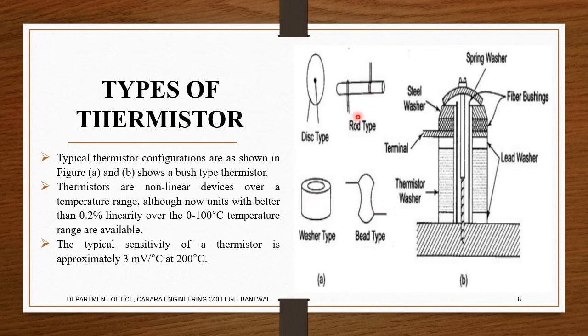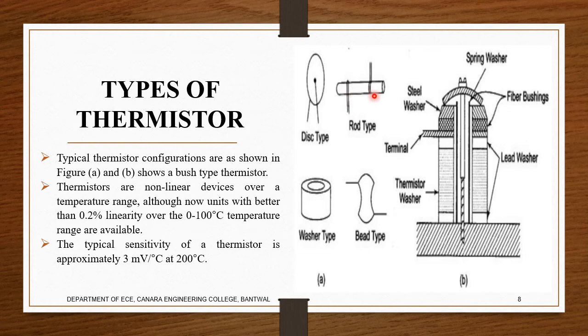Next one is the rod type. Rod thermistors are extruded through dies to make long cylindrical units. You can see it here, the long cylindrical units. They have 1.25, 2.75 and 4.25 millimeter in diameter, the three variants, and are around 12.5 to 50 millimeter long.